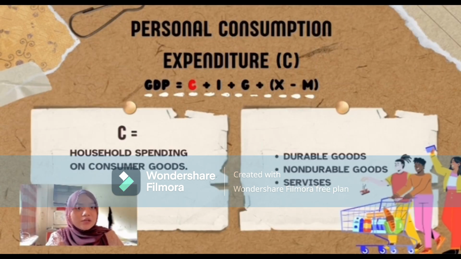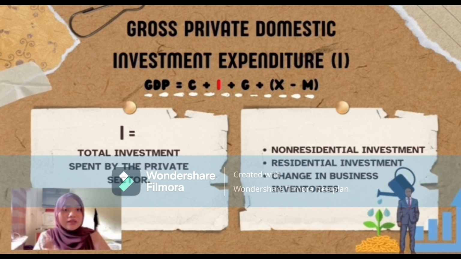Personal consumption expenditure, C, is equal to household spending on consumer goods. It includes durable goods, non-durable goods, and the last one is services. Gross private domestic investment expenditure, I, is equal to investment spent by the private sector. It includes non-residential investment, residential investment, and the last one is change in business inventories.